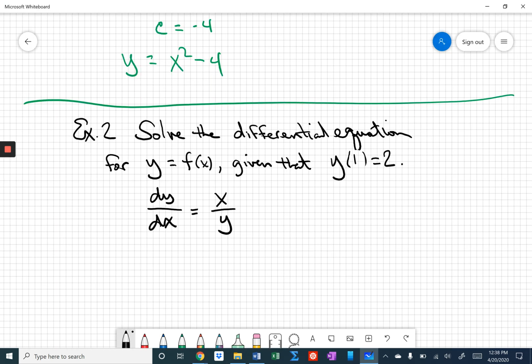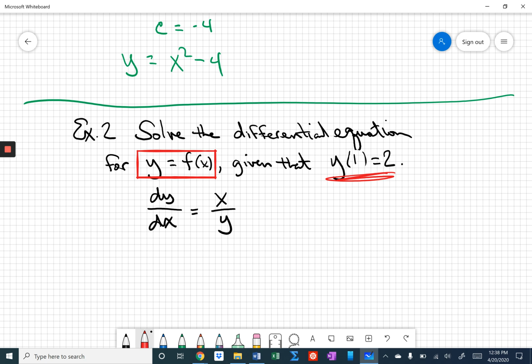All right, let's solve the differential equation for y equals f of x, given that y of 1 is equal to 2. So here we're looking for a particular solution because they gave us this extra information, y of 1 equals 2, which means we're trying to find a particular solution. This is one way that the question could be asked. Also notice that it says to solve for y equals f of x, which means we're not just getting an equation that is a solution. We have to solve that equation for y.